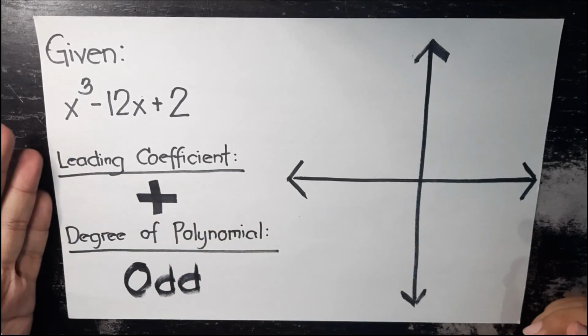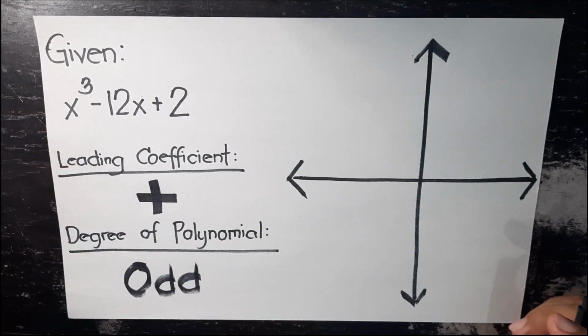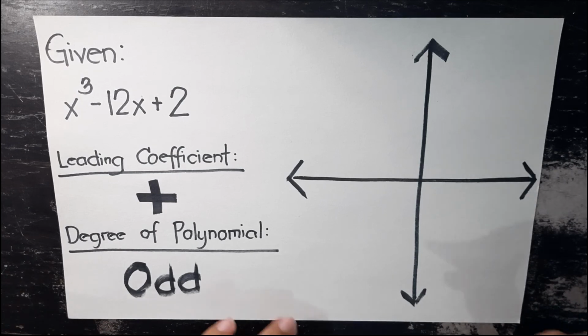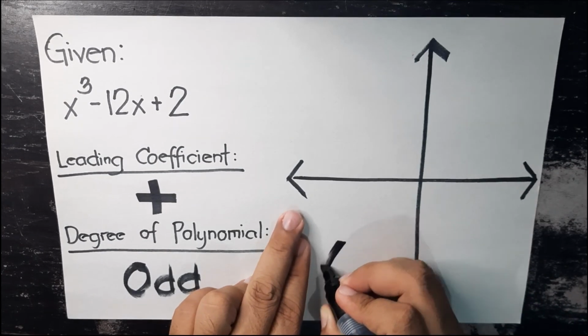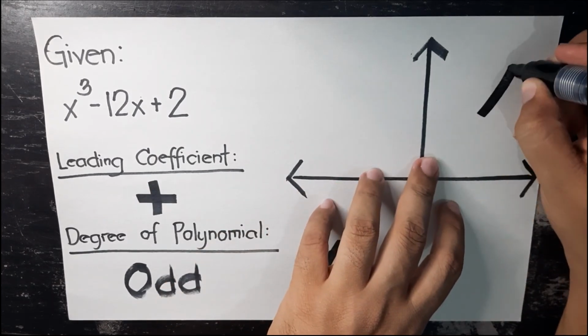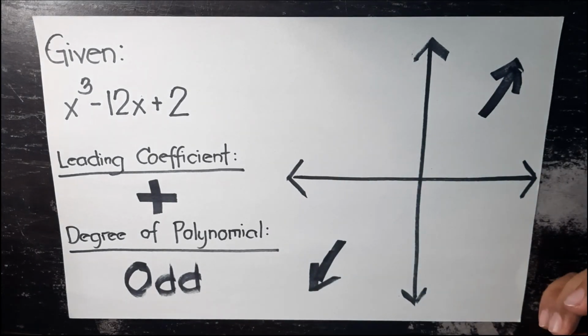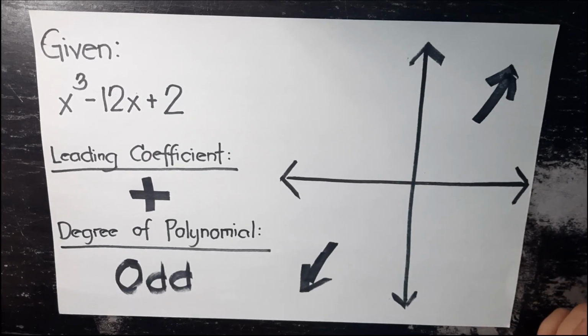If it is positive and odd, if this is the pairing based on the given polynomial, then the left hand is falling down and the right hand is rising up. Again, this is our fourth condition. So there are only four conditions in determining the end behavior of the graph of a polynomial.